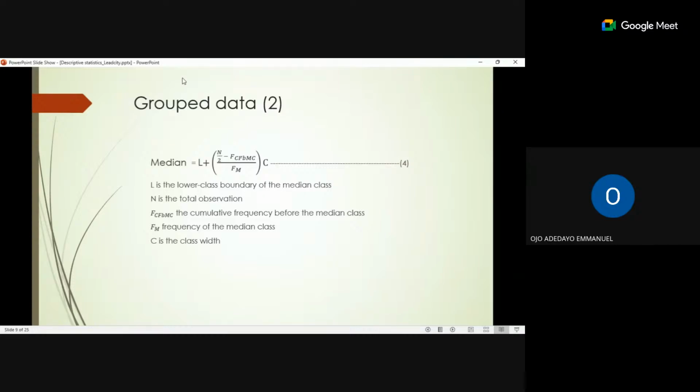Now the same thing goes with this. We have the lower class boundary of the median class. I'm going to show you how you can get your median class. The N is the total observation.